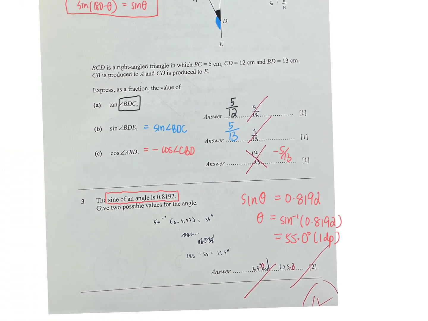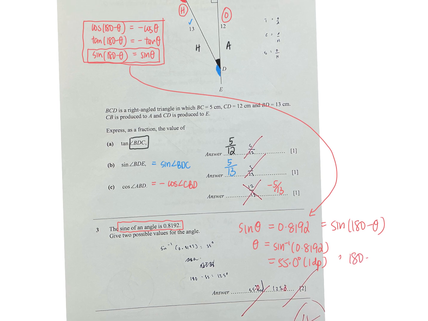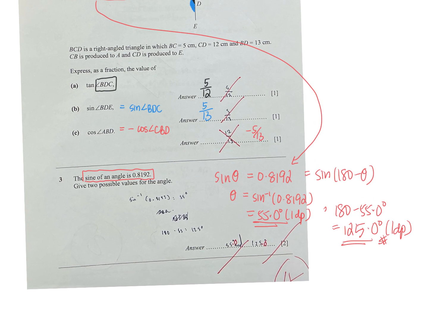Okay, but take note, just now we mentioned here, right? 180 minus theta and theta give you the same answer. So actually there is another angle that will give me this same ratio. So you need to go and find the other one for me. Yes. 1 dp. Final answer 1 dp. 125.0. 1 dp. So two answers for sine. Be careful. There are always two answers for sine ratio. Okay?